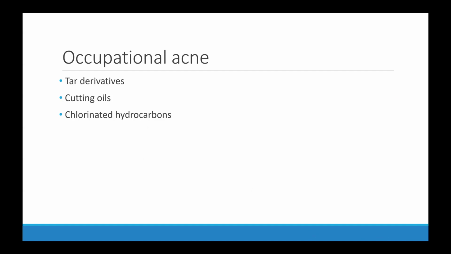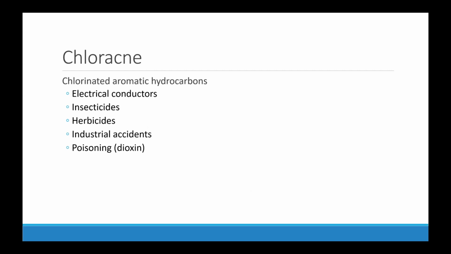Occupational acne can be caused by tar derivatives, cutting oils, as well as chlorinated hydrocarbons. Chloracne is attributed to chlorinated aromatic hydrocarbons. These can be found in electrical conductors, insecticides, herbicides, industrial accidents, as well as dioxin poisoning.